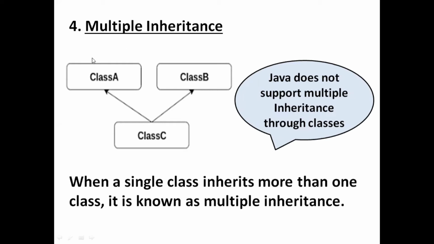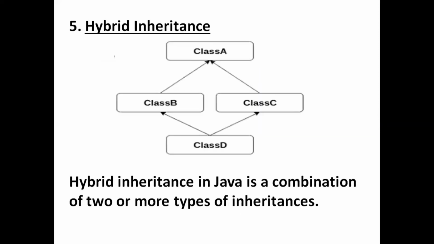So in multiple inheritance, we have two or more base classes. That means a single derived class inherits more than one base class, that is known as multiple inheritance. So when a single class inherits more than one class, here the single class is class C, it is known as multiple inheritance. And Java does not support multiple inheritance through classes.